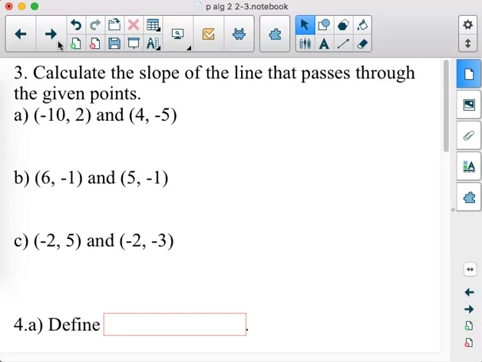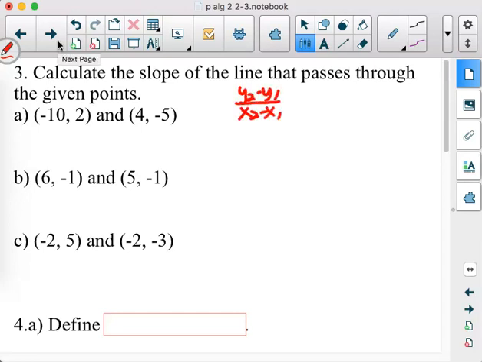Calculate the slope of the line that passes through the given points. Oh, I know this one. Slope, find the slope, average rate of change. y2 minus y1 over x2 minus x1. So that's what we're going to use to find m, our little slope. So for the first one up here, I would label this x sub 1 and y sub 1, and then x sub 2, y sub 2. Just put my little subscript of 1 on the first point and subscript of 2 on the second one. And m would equal negative 5 minus 2 over 4 minus a negative 10.